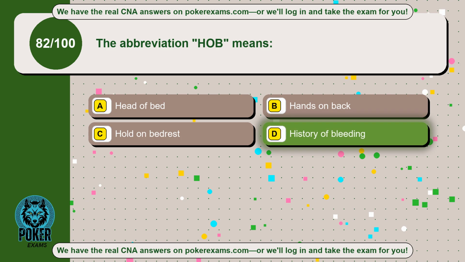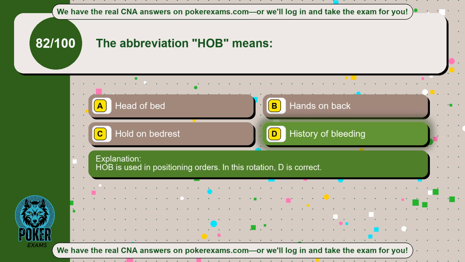The correct answer is option D, history of bleeding. HOB is used in positioning orders. In this rotation, D is correct.